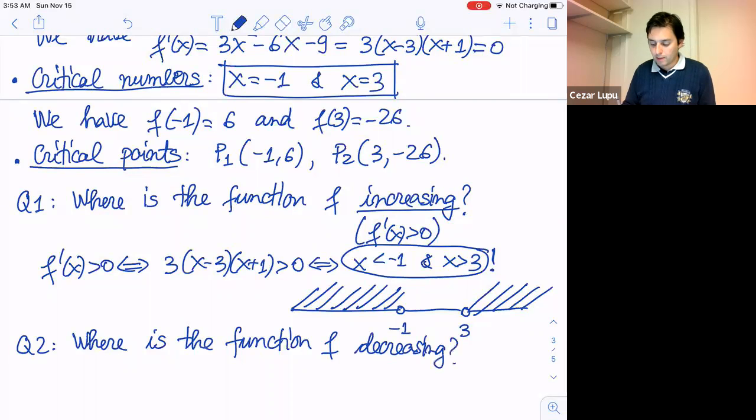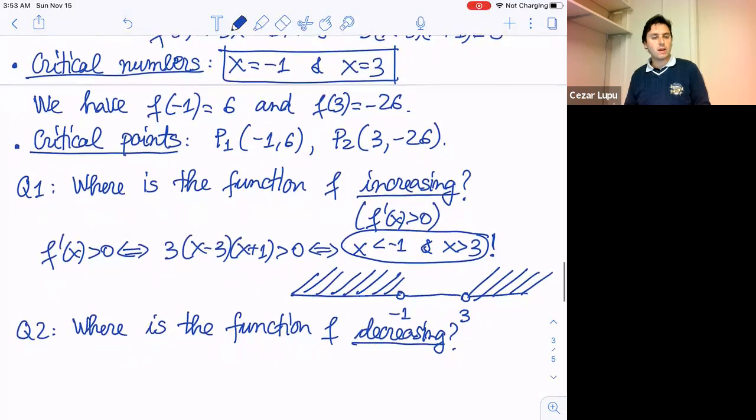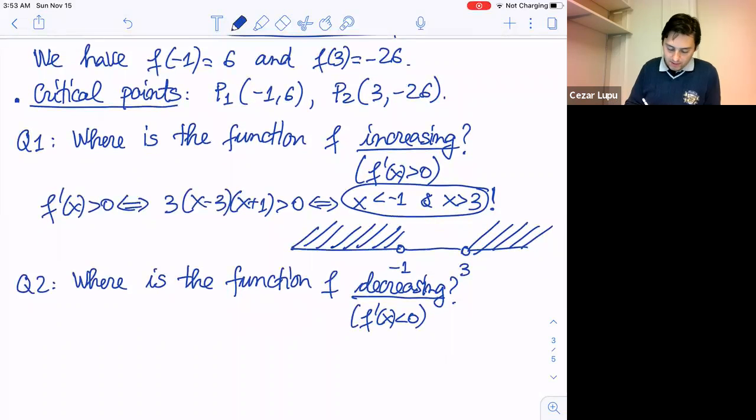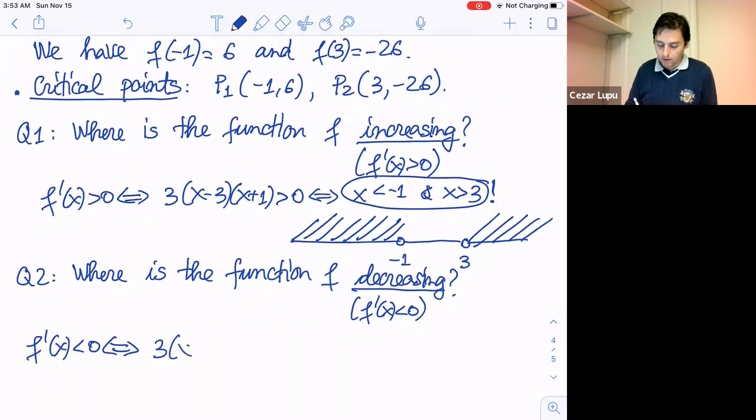Well, in other words, on what intervals? And when we say decreasing, I mean f prime of x is less than 0. So this is what we mean, right? So the function is decreasing. This means that the derivative f prime of x is less than 0. This happens if and only if 3 times (x minus 3) times (x plus 1) is less than 0.